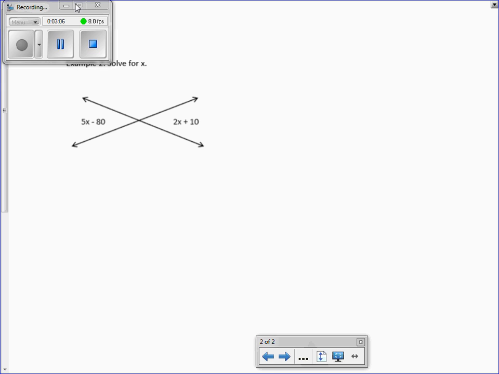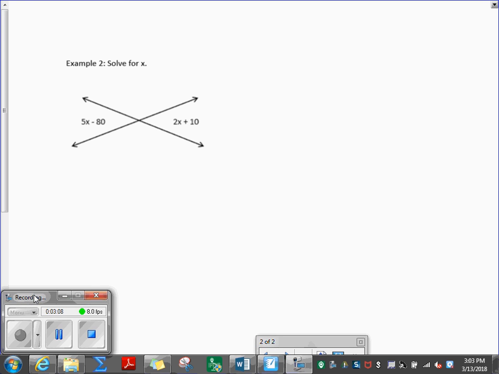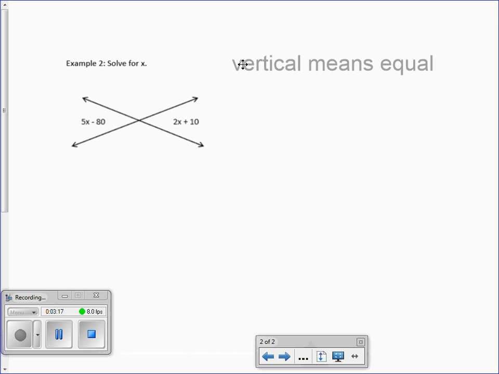We're going to do this last one. Okay? It's a 5-minute video. Sweet! So, same thing, solve for x. These two angles, they are across the vertex from each other, so that means they are vertical angles, which means that they are equal to each other.